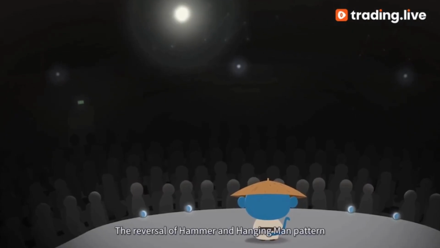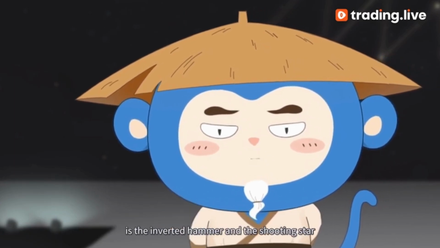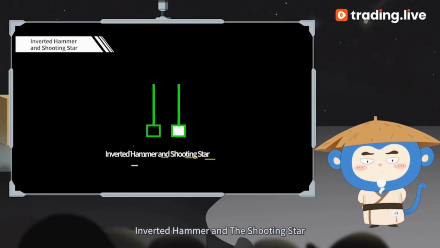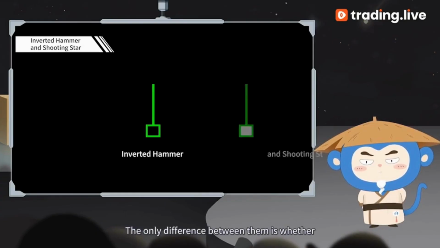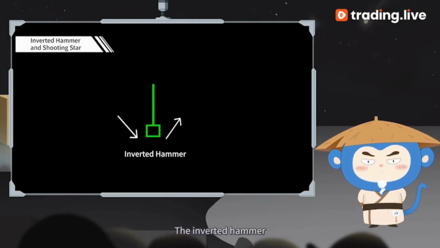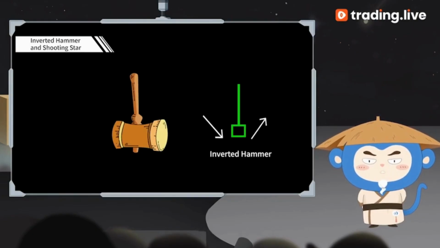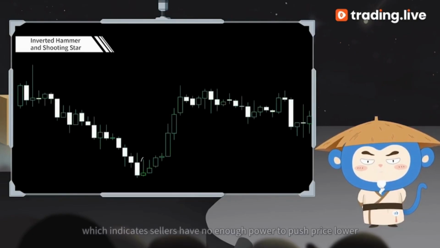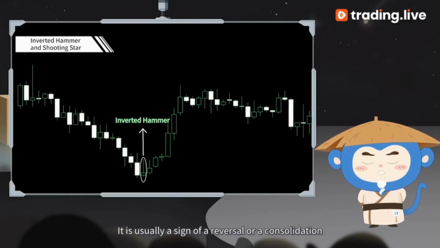The reversals of the hammer and hanging man patterns are the inverted hammer and the shooting star. The inverted hammer is similar to the shooting star. The only difference between them is whether they are formed in an uptrend or a downtrend. The inverted hammer, as the name suggests, looks like a reversed hammer. It usually occurs in a downtrend, which indicates sellers do not have enough power to push price lower. It is usually a sign of a reversal or a consolidation.